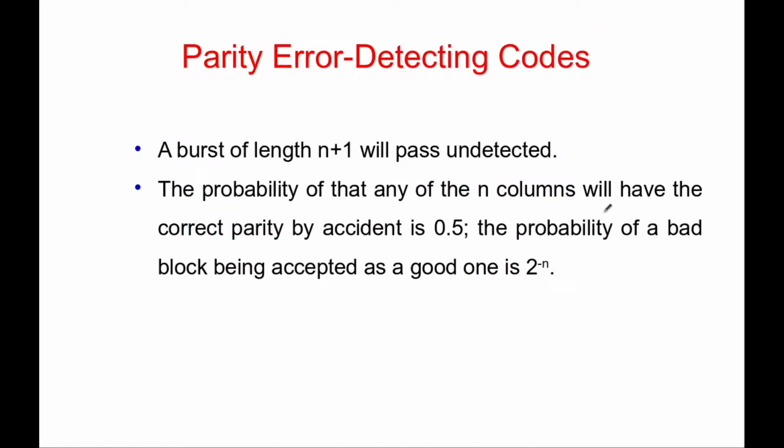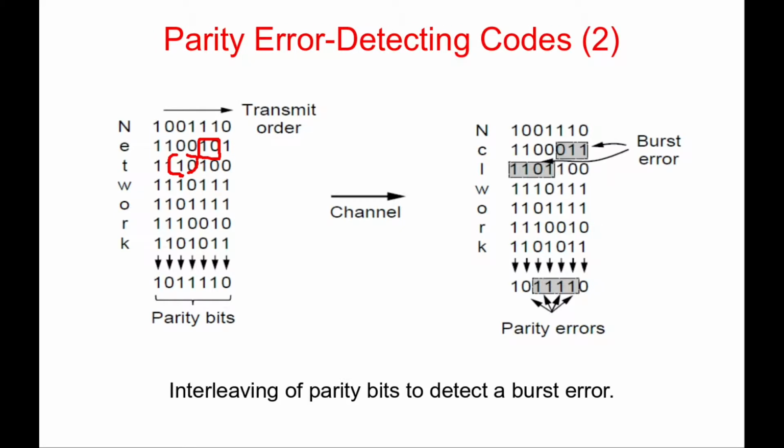So here a burst error of length up to n can be detected. Sorry, a burst error of length up till n, that means here 7 columns are there. So if there were 7 contiguous bits in error, that could have been detected. But had there been more than that, more than 7, let us say for example, this bit is in error, so that 1 is changed to 0.